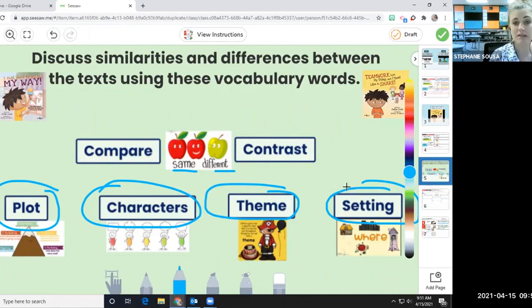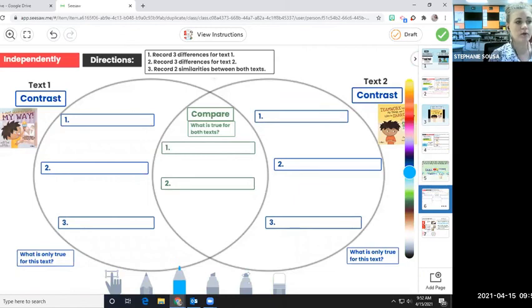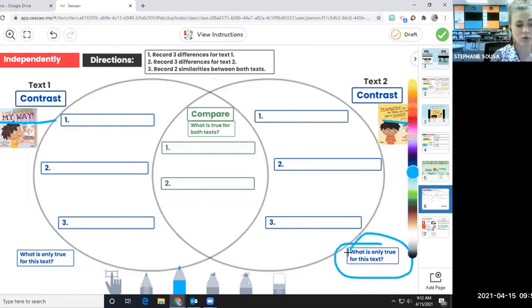Okay, what are some events that happen in the text? What are some things you can learn from the text? We're moving on to that 3rd grade level. On slide 6, you will record 3 differences for text 1, which is I Just Want to Do It My Way. 3 differences for text 2, Teamwork Isn't My Thing and I Don't Like to Share. What is only true for that text? Then you will record 2 similarities between both texts. What is something that is true for both texts? Okay, so you have a total of 8 things to write here.